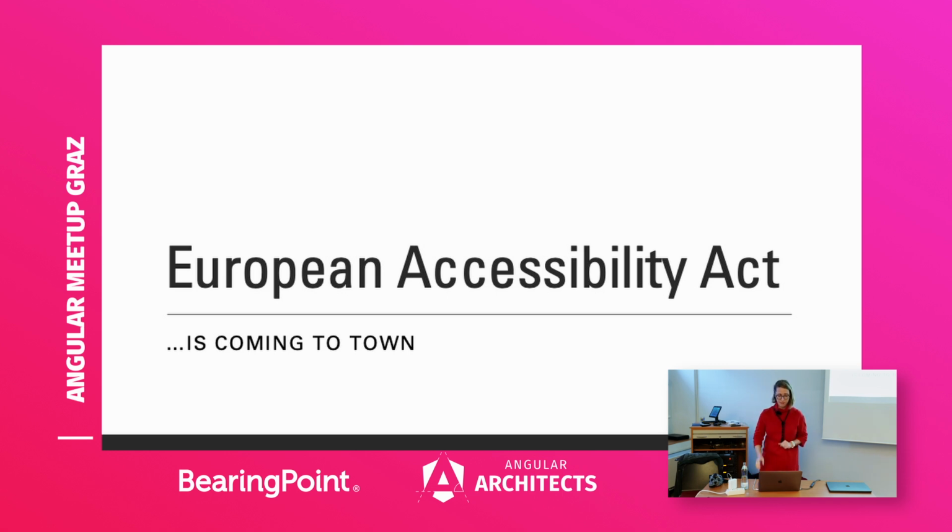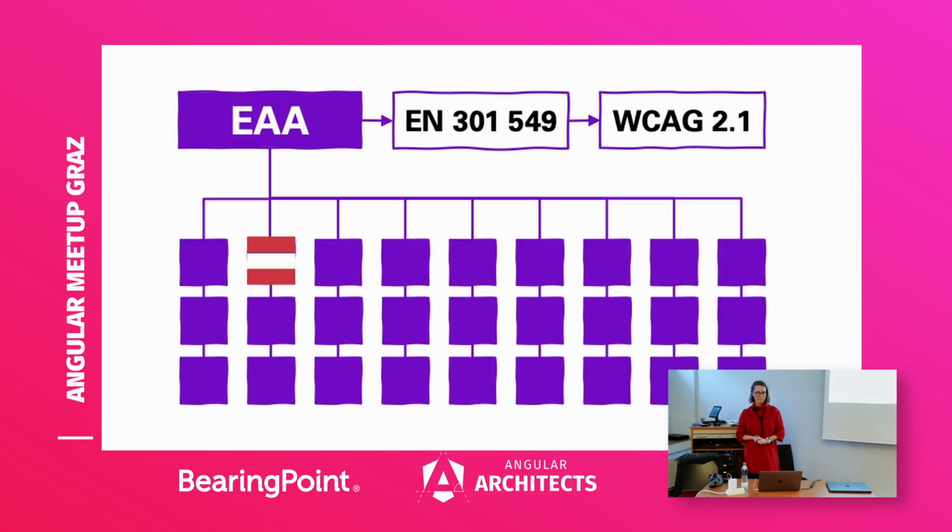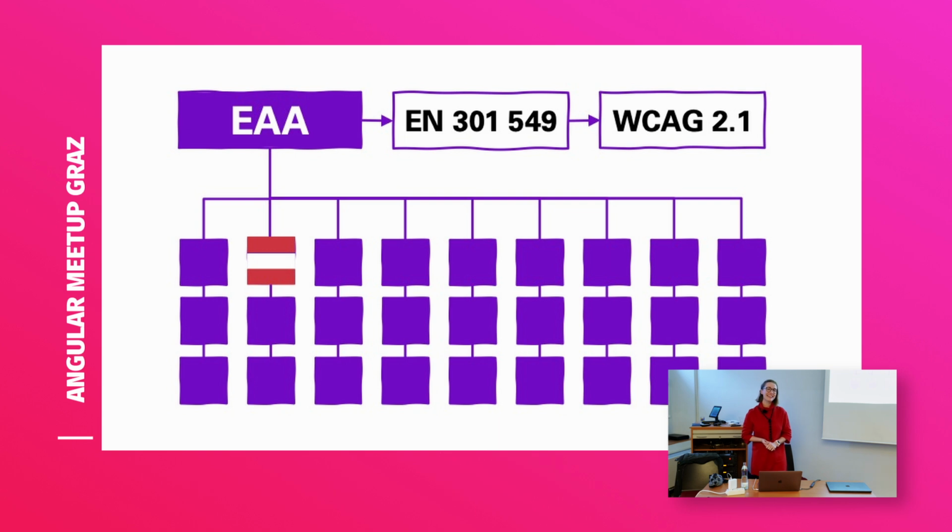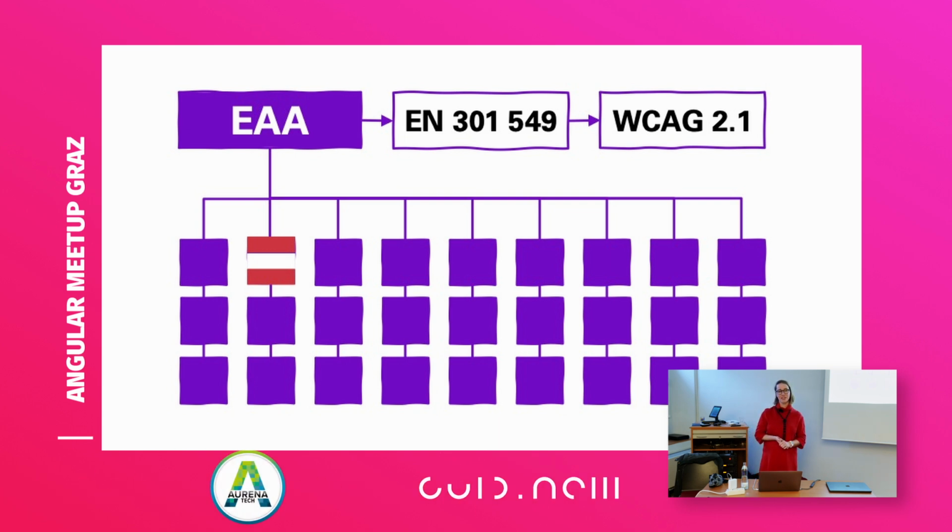So, a new kid in town, European Accessibility Act. It is a European directive which obliges all countries in the European Union to introduce national legislation on accessibility. That's the first time in history that even private sector websites, including e-commerce, have to be accessible. So everything which leads to a contract has to be accessible by now. And the question is, what does it mean? Like, what are the rules?